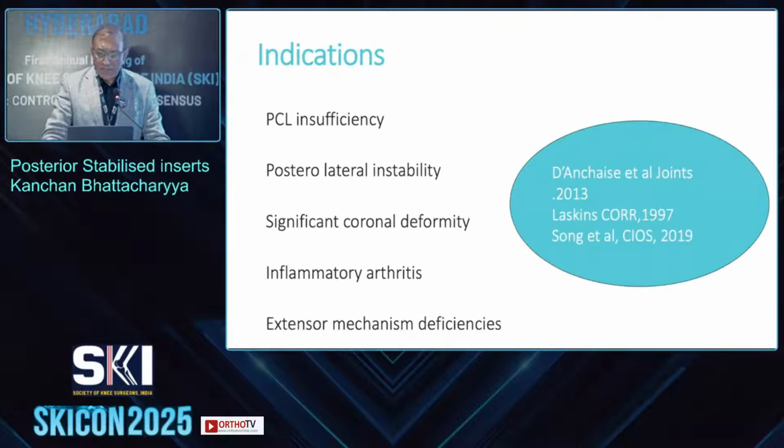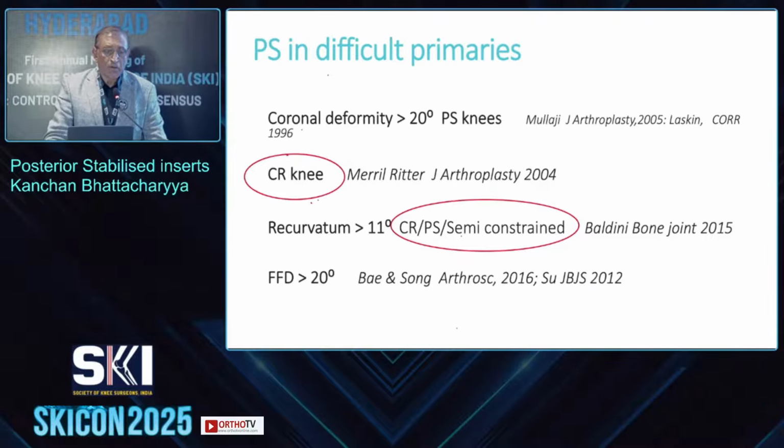So when you look at the literature, and even as late as 2019, what are the indications where you would need a PS knee? A definite PCL insufficiency, it's still mentioned, posterolateral instability, a significant coronal deformity, inflammatory arthritis, and extensor mechanism deficiencies. When you look at difficult primaries, Mulaji has reported good results with PS knees in coronal deformities more than 20%. But at about the same time, in a much larger cohort of patients, Merrill Ritters said he's had very good results with more than 20 degrees of coronal deformity in both varus and valgus with CR knees.